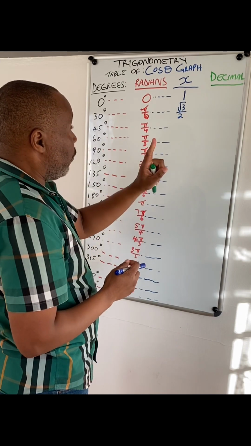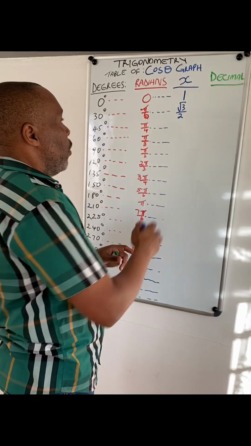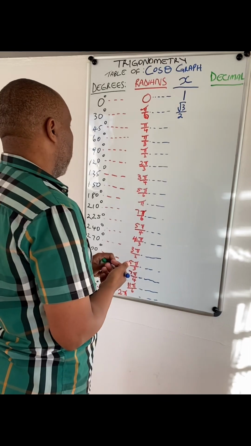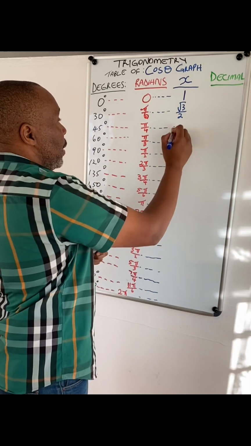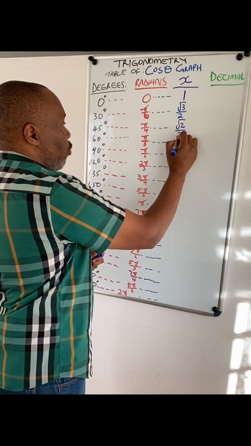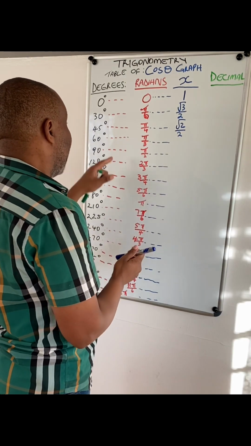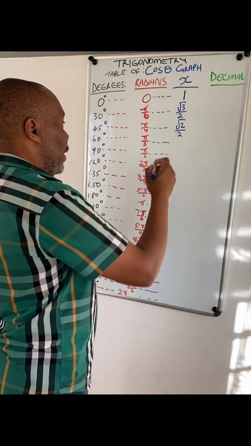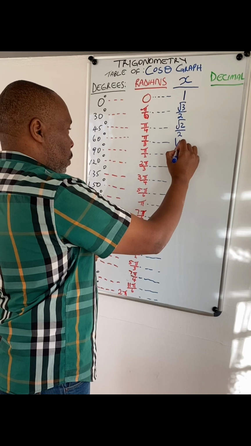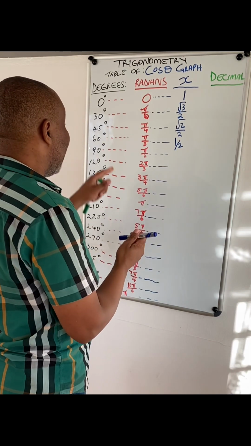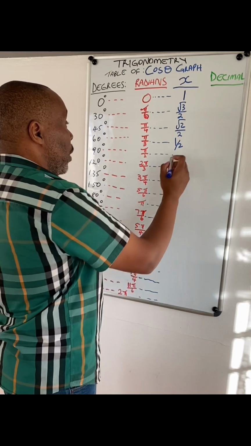Yes, because the y value at 30 degrees is half. So this is root 3 over 2. At 45 degrees, it's root 2 over 2. At 60 degrees, it is half. At 90 degrees, the x value is 0.